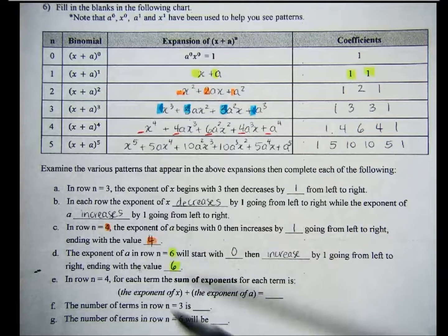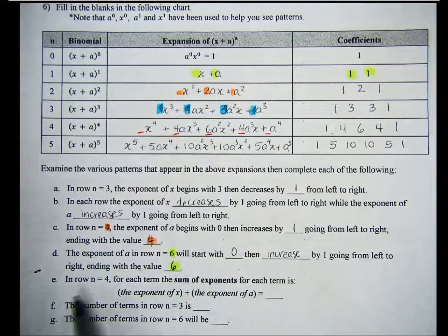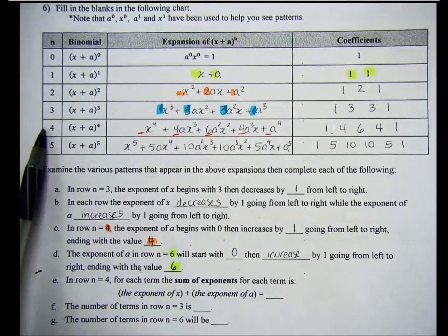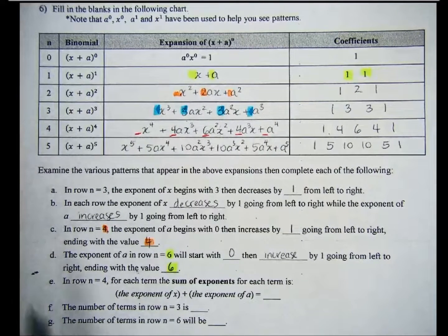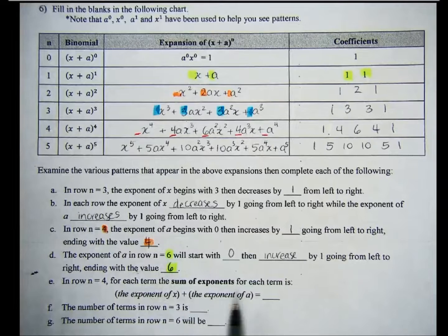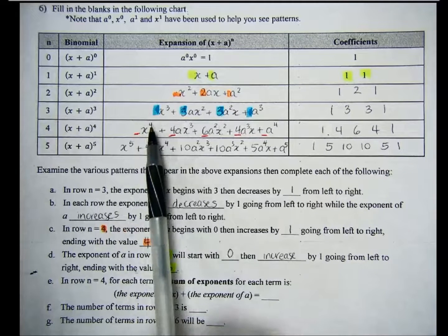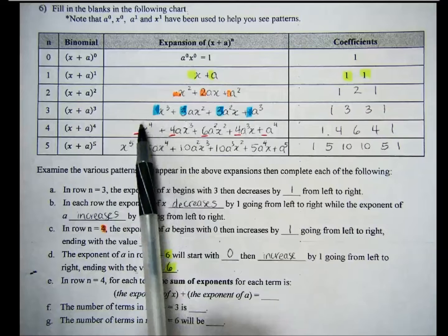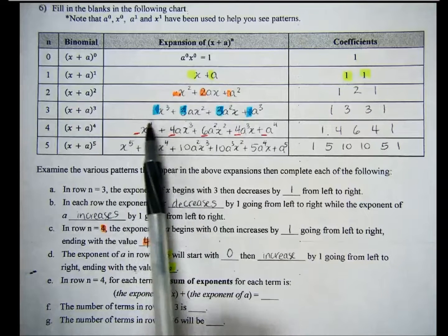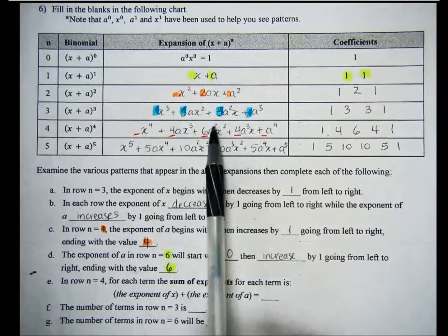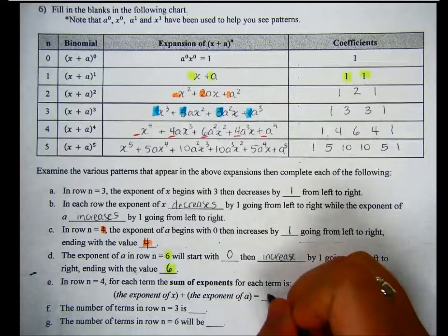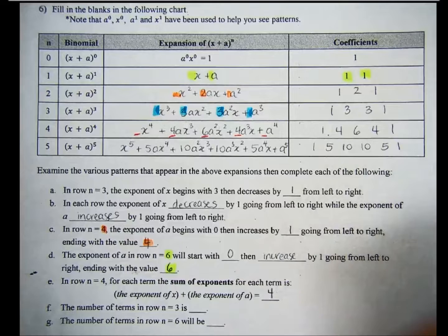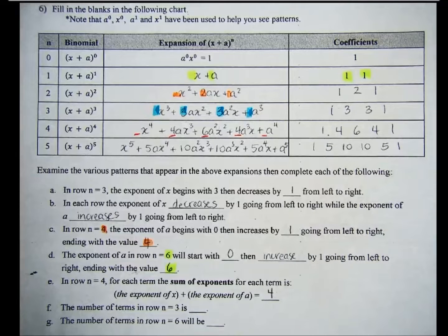And I just highlighted here 4, 4, 6, 6 to show the relationship. In row n equals 4, going back to this row here, for each term, the sum of exponents is the exponent of x plus the exponent of a on each of the terms. So x to the 4 plus a to the 0, 4 plus 0, and then 3 plus 1, 2 plus 2, 1 plus 3, 0 plus 4. As you can see, the sum of all of the exponents will be 4.